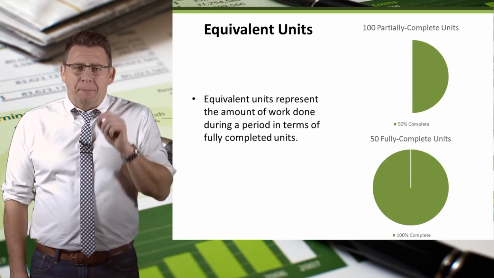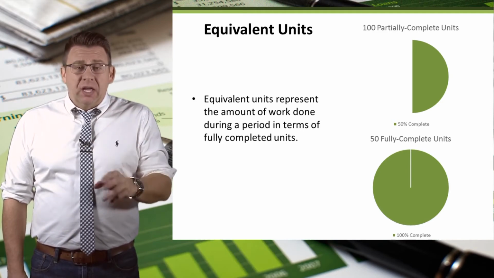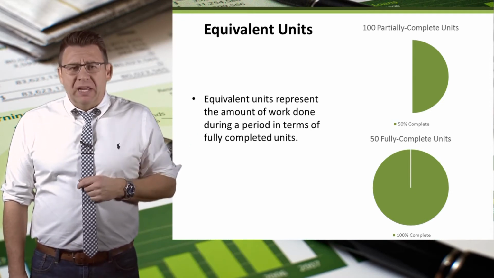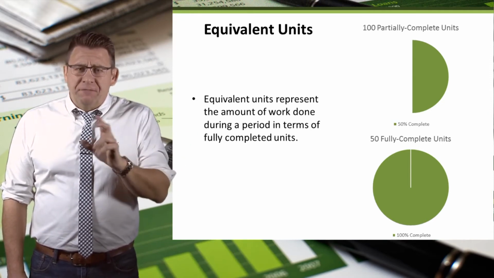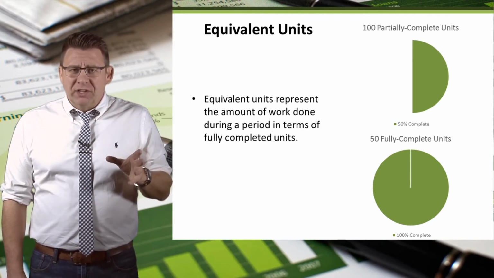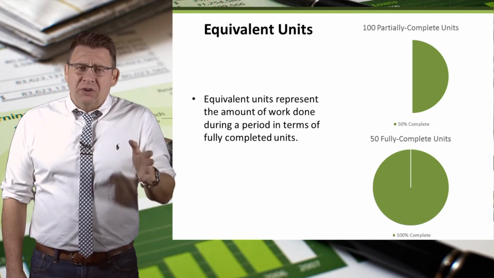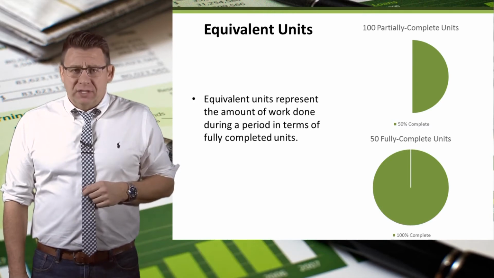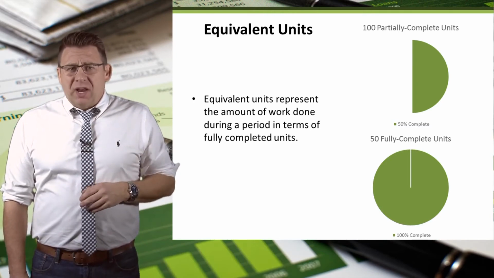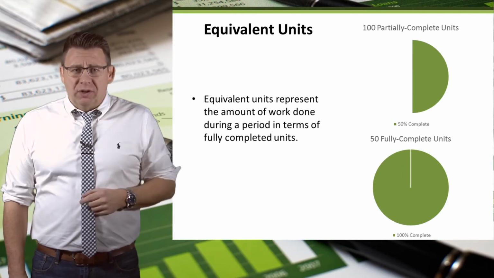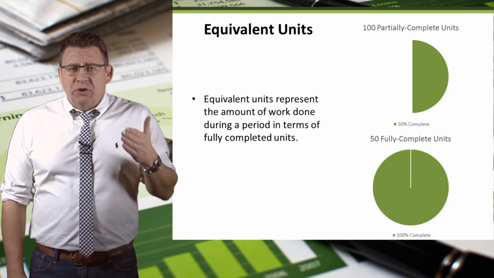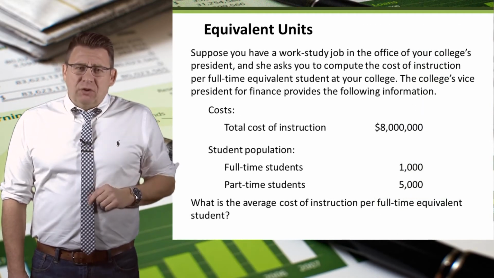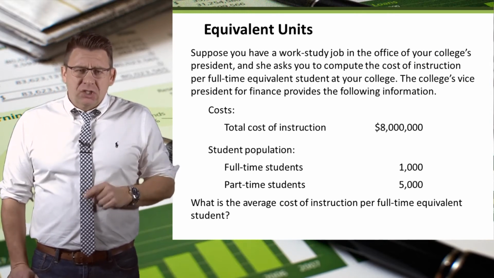Equivalent units represent the amount of work done during a period in terms of fully completed units. A very simple example would be if I had 100 units that are 50% complete. That's the equivalent to 50 units that are 100% complete. And remember, I know the cost of fully completed units. So I could apply the product cost times the 50 equivalent units to determine the cost of the 100 partially completed units. Calculating equivalent units is an important part of process costing. So let's do one more example.